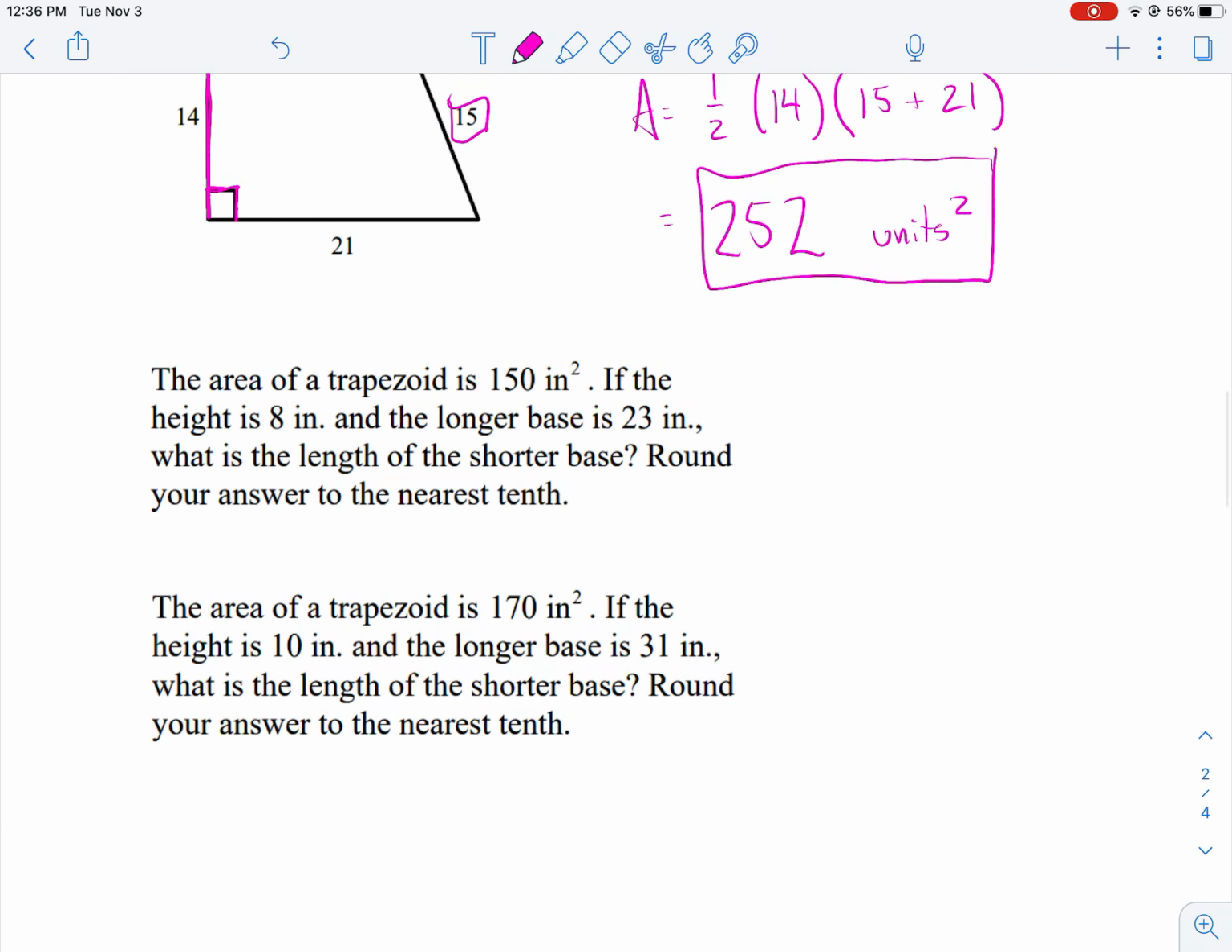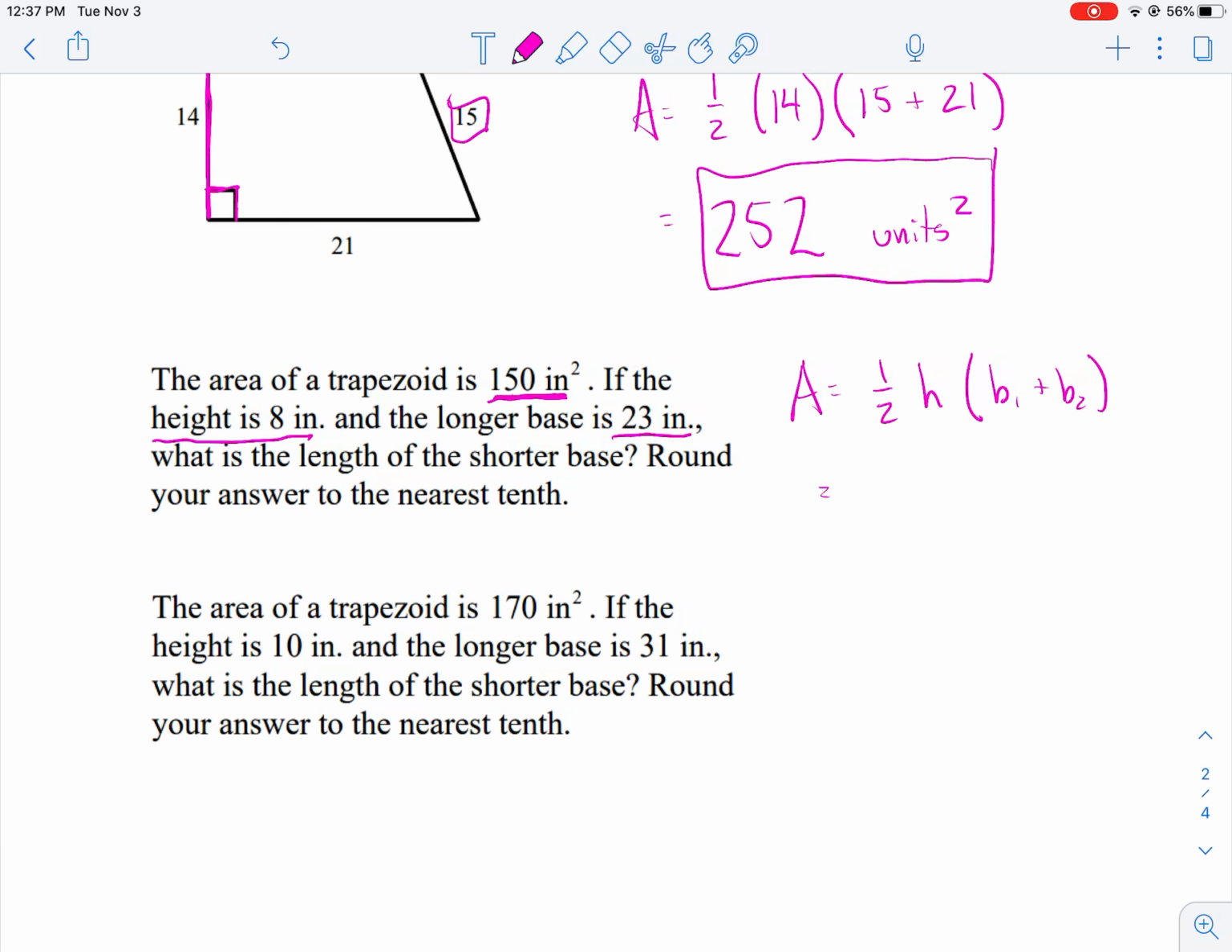The area of a trapezoid is 150 inches squared. In this particular problem, they're giving us the area. If the height is 8 inches and the longer base is 23 inches, what is the length of the shorter base? Okay, we can find that. Let me just write in our formula here, and then we'll put in the pieces that we have and locate the ones that we don't have in order to figure out which we have to solve for. In this case, we're solving for a base, right? It says, what is the length of the shorter base?